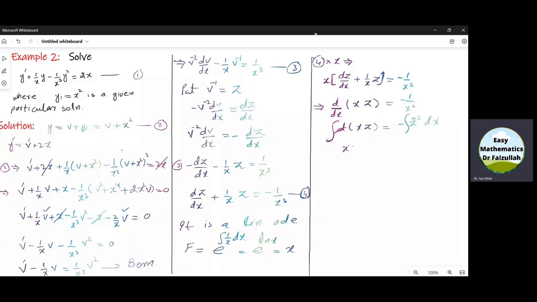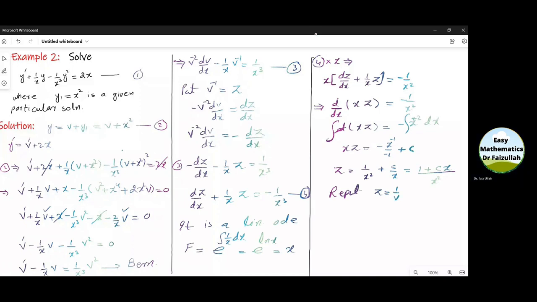So we have xz is equal to minus x power minus 2 plus 1 divided by minus 2 plus 1, plus c. So from this we can get z is equal to 1 over x square plus c over x. Let us take the LCM. The LCM is x square. So we have 1 plus cx. Now let us replace the value of z. So z is equal to v power minus 1. So v power minus 1 is 1 over v. So we have 1 over v is equal to 1 plus cx divided by x square.